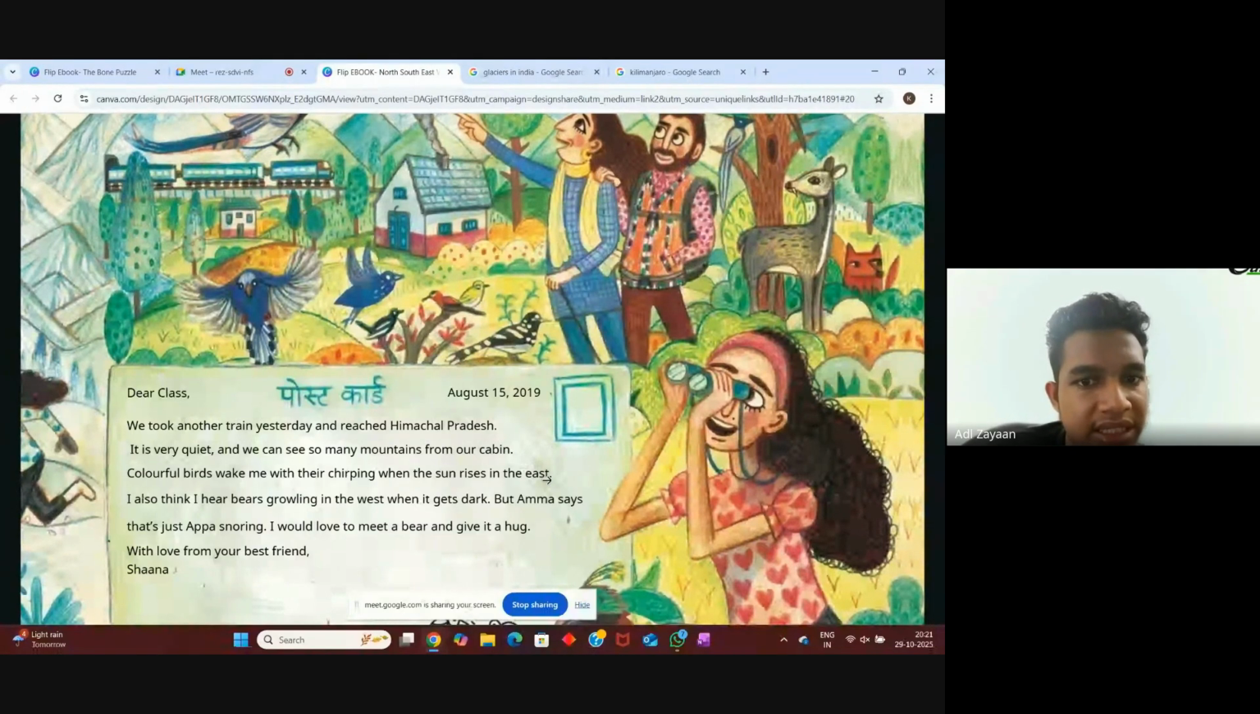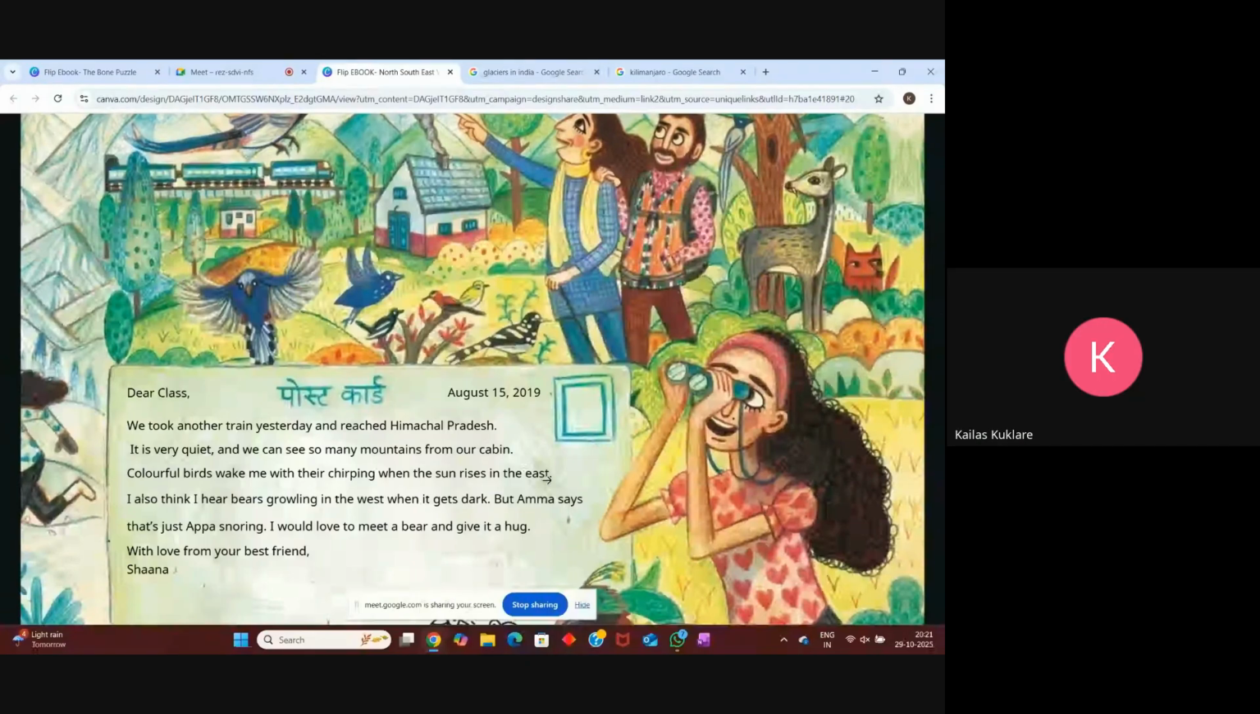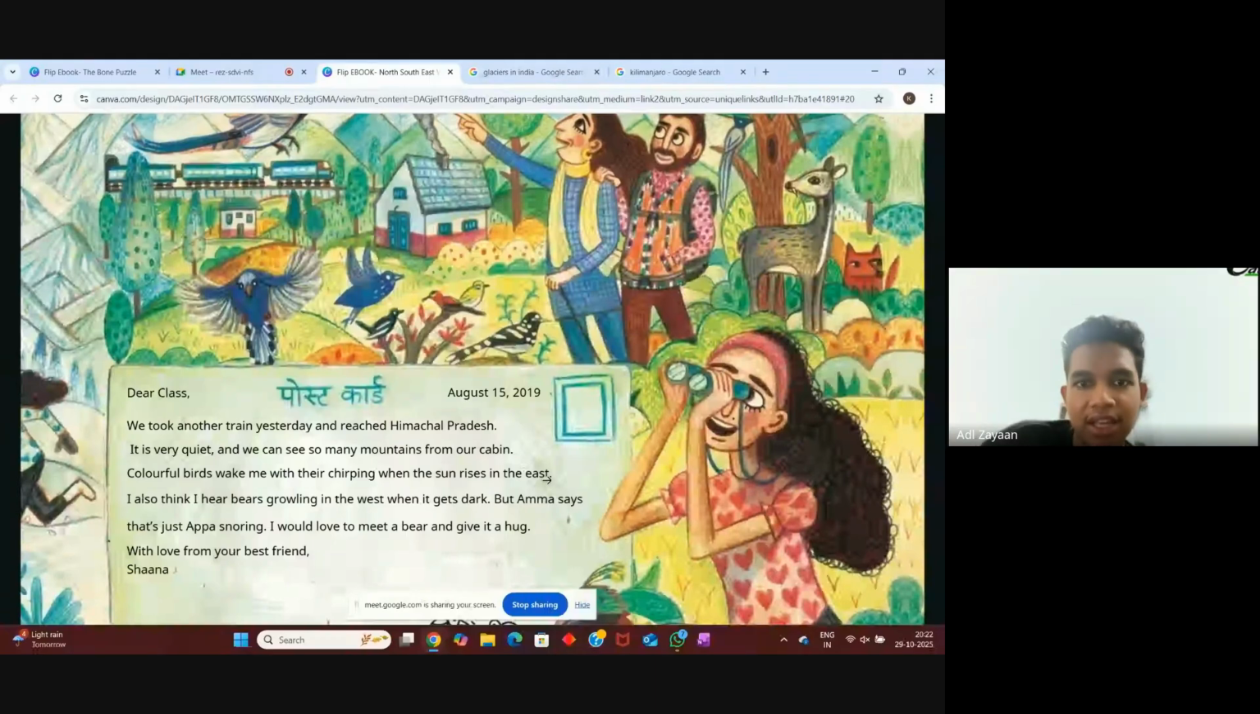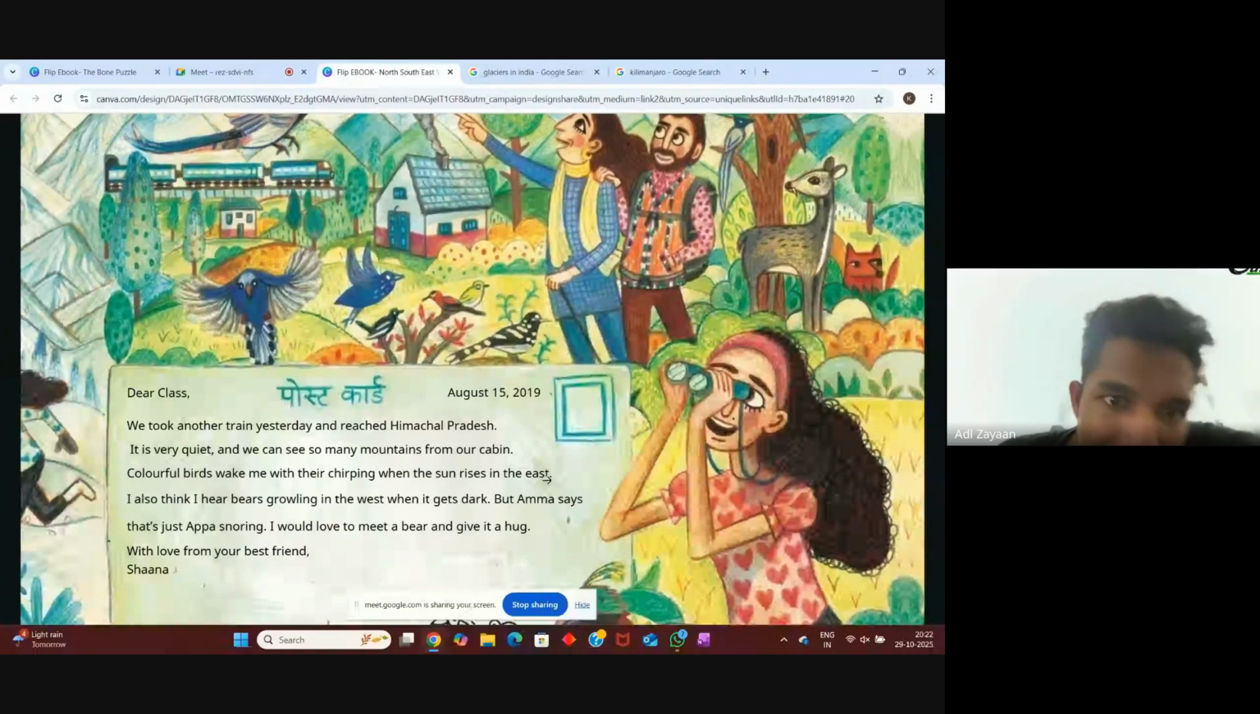So Shana wrote another postcard about her journey in Himachal Pradesh. Can anyone say the specialty of August 15? Independence Day. Correct. So August 15 is Independence Day. On Independence Day, she was there at Himachal Pradesh. So what all things can you see in this image?